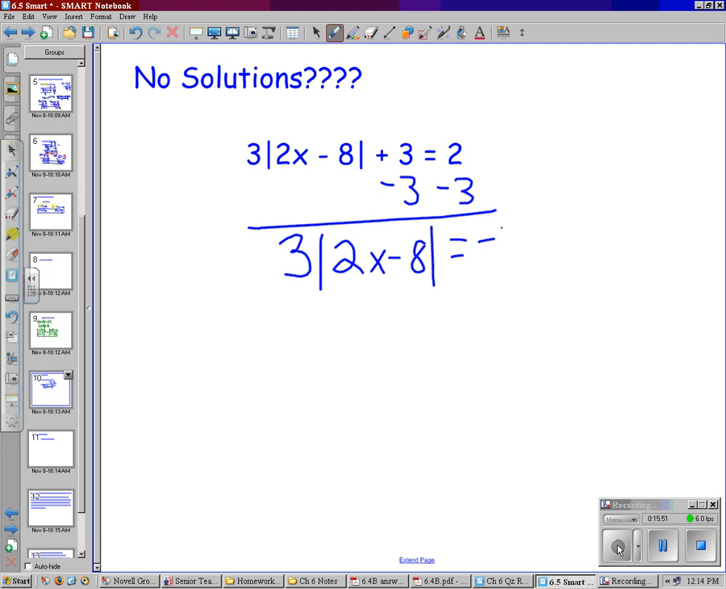-1. All right, are the absolute value bars by themselves yet? No. So we have to continue until the absolute value bars are by themselves. So what do we do next in order to solve this, Jordan? Okay, let's divide by 3. When we do that, that's the absolute value of 2x minus 8 is equal to, what do we have on the right-hand side?